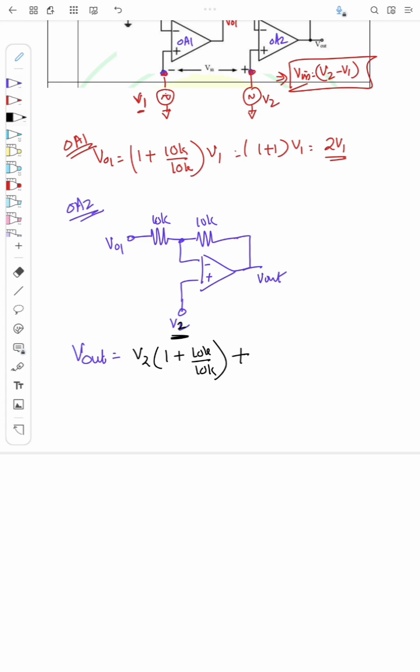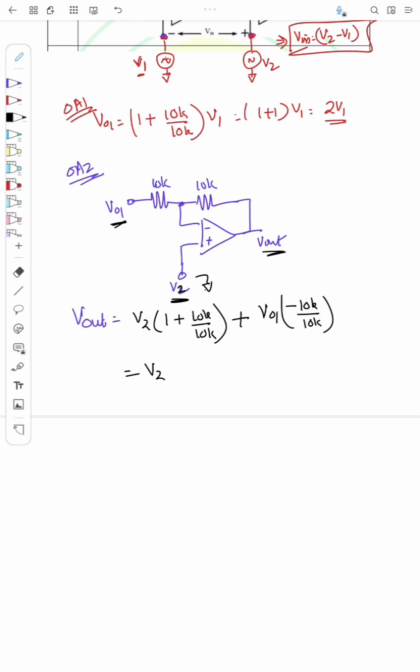Plus the next is the output voltage Vout due to VO1. In that case, we will ground V2. So what happens? This is like an inverting configuration, right? So VO1 into minus RF by R1. Both are the same, so minus 10K by 10K, that is the gain, right? So here V2 into 1 plus 10K by 10K is 1 plus 1, that is 2. Plus here it is minus VO1, that is 10K by 10K. So 2V2 minus, what is VO1? VO1 here is 2V1, right? So I can apply that value.